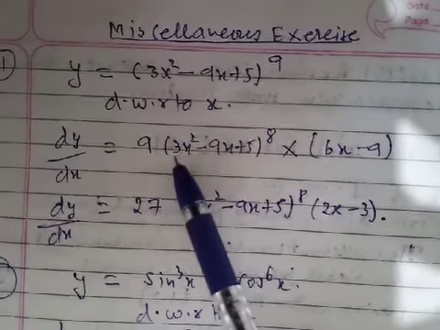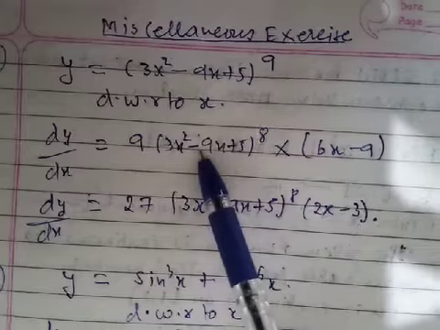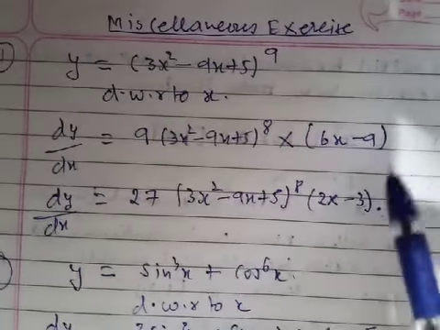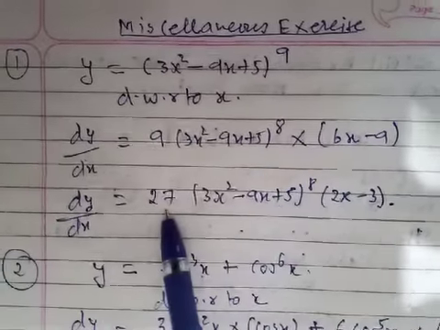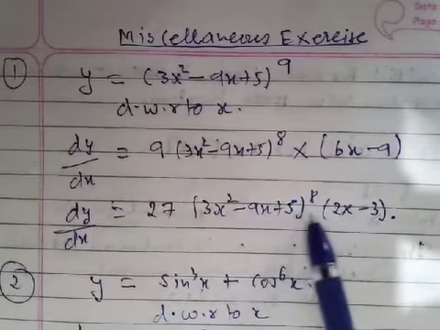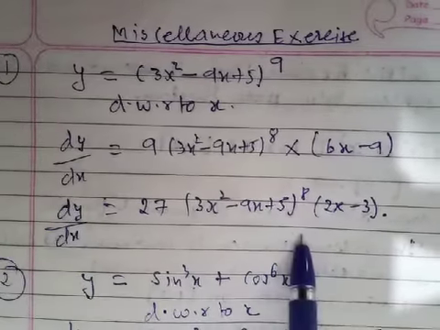So what is the derivative of the inside? It is 6x − 9. Okay, so 3 can be taken common. If you take 3 common, 9 times 3 is 27 will be there. This is the same as it is. Here 3 taken common, so 2x − 3. So that is dy/dx.